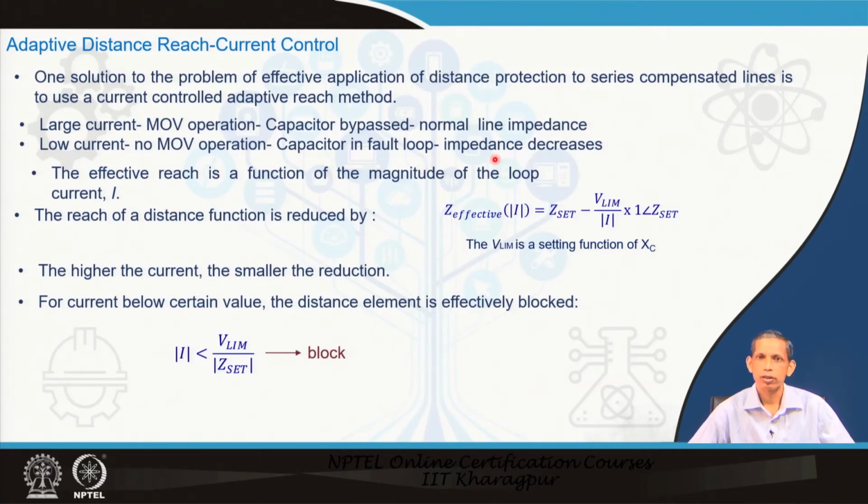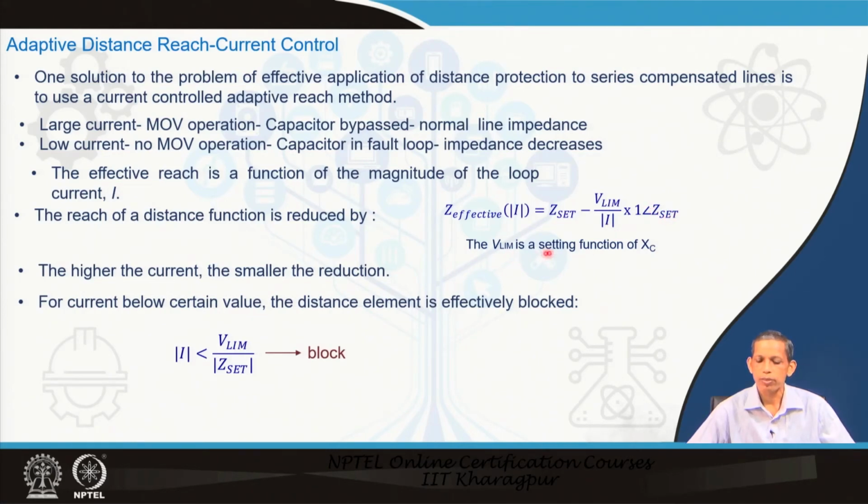Substantially considering the minus of j x c. But intermediate, the effective reach is a function of the magnitude of the loop current, that is the fault current, and the reach, you can say, of the distance function reduced by the z effective becomes equal to what we would like to set, that is z set. Our setting will now be different, a function of current I: z set equals z set minus V limiting upon I, into angle of the z set.